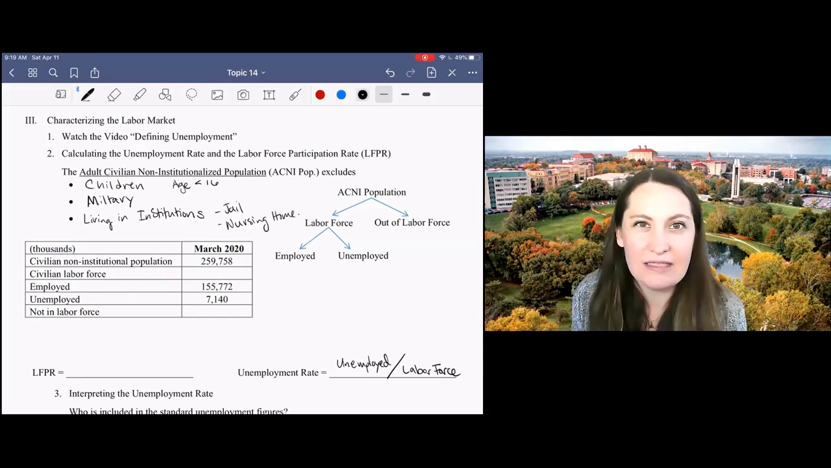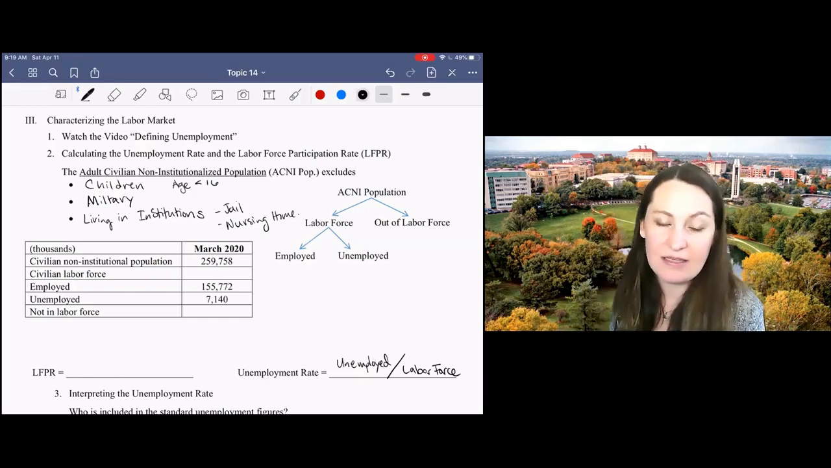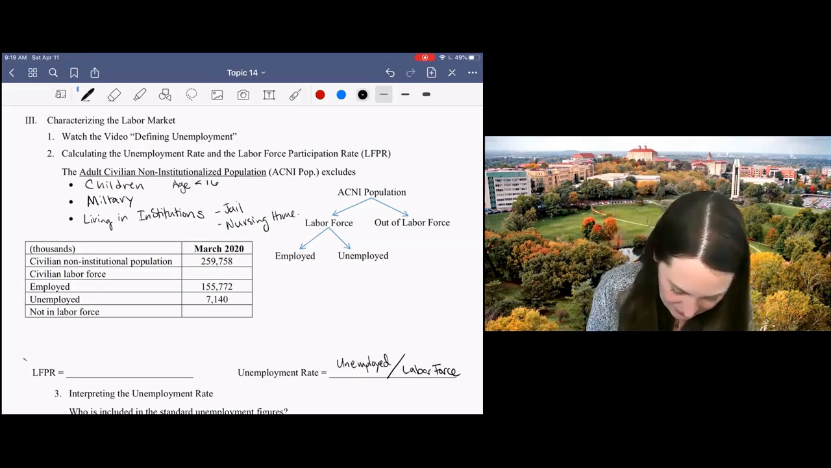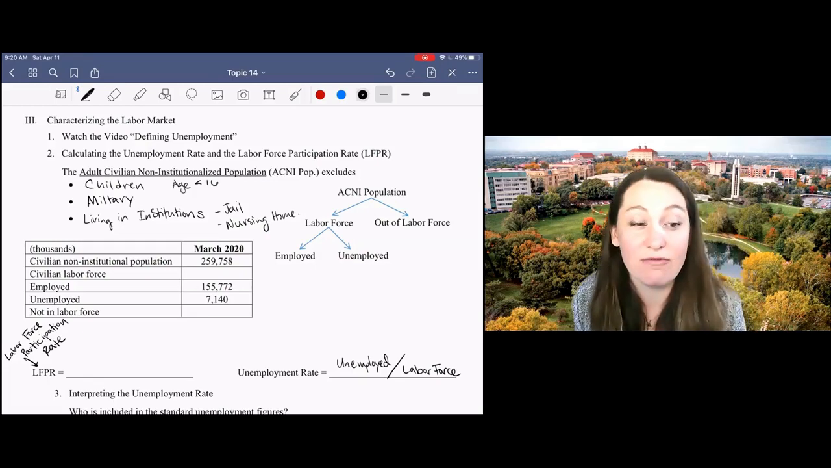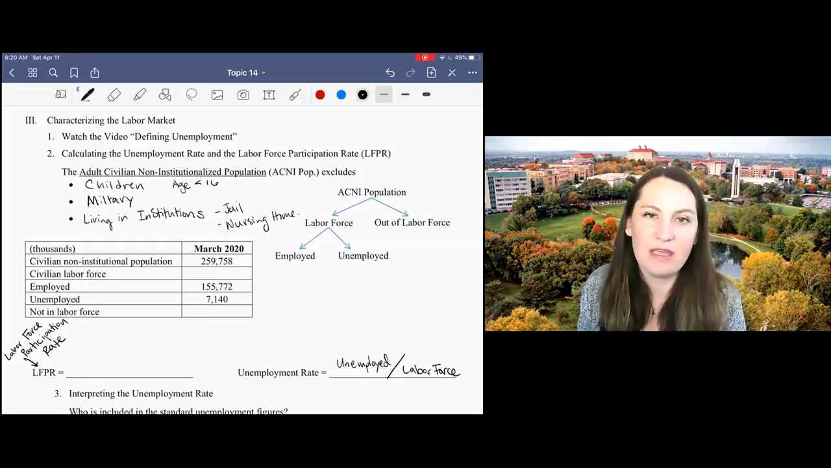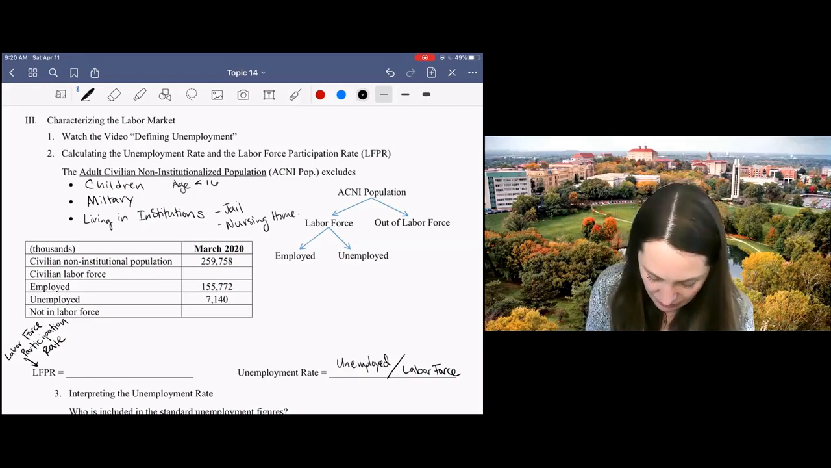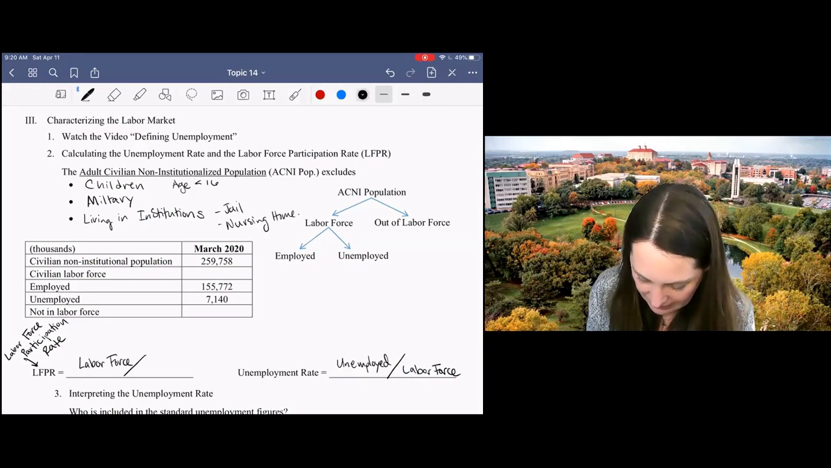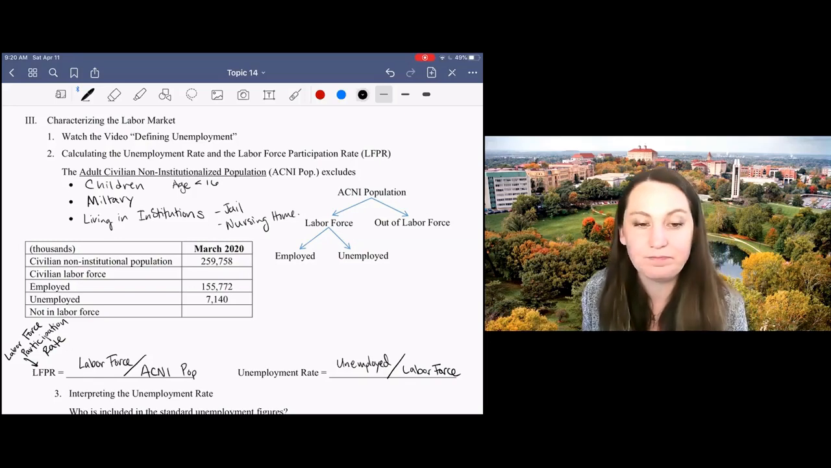A little bit less commonly cited in the news, but still important for understanding what's going on in the economy, is the labor force participation rate. That's here. That's the labor force participation rate, which is a kind of a wordy phrase. We usually abbreviate that LFPR. And that's the number of people in the labor force divided by the adult civilian non-institutionalized population.